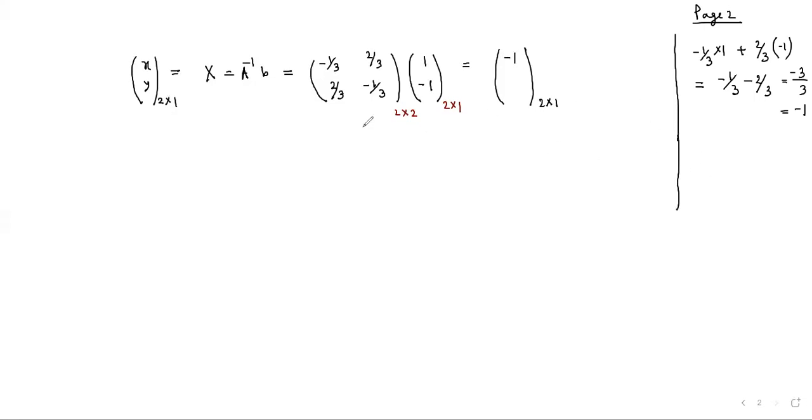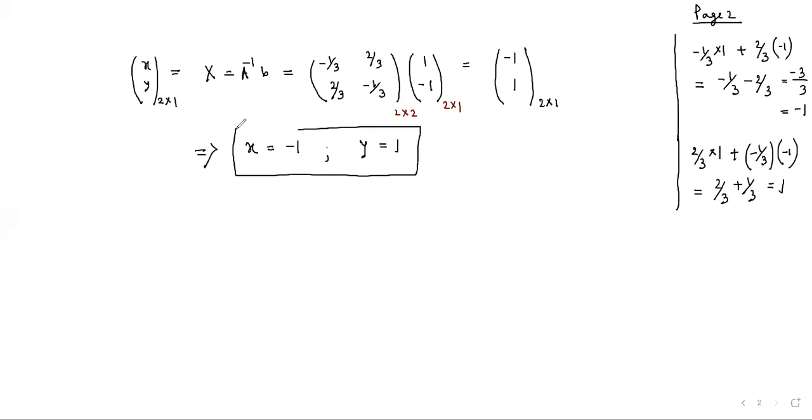And the second multiplication gives me 2/3 into 1 plus minus 1/3 into minus 1, which gives me 2/3 plus 1/3, which is equal to 1. So we get 1. And since the order of the two matrices is the same, we can equate the corresponding elements. So from there we can say that X equal to minus 1 and Y equal to plus 1. This is the solution of the given system of equations.